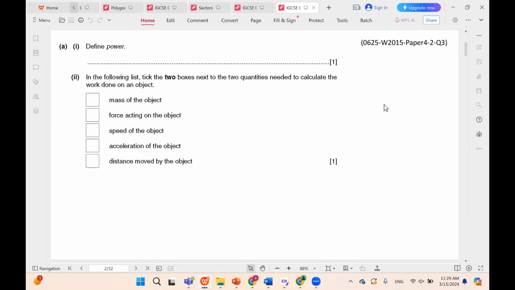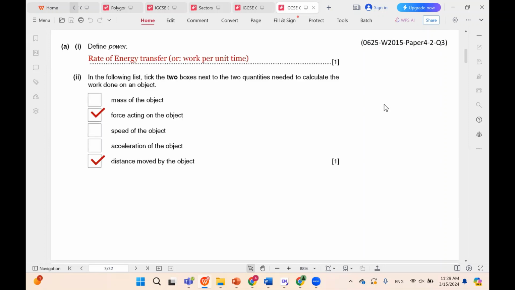First, here we are asked to define power. So power is the rate of energy transfer, or you can define power as the work or energy per unit time. In the following list, take the two boxes next to the two quantities needed to calculate the work done on an object. So the work done on an object is equal to force multiplied by distance, and therefore we're going to choose force and distance.